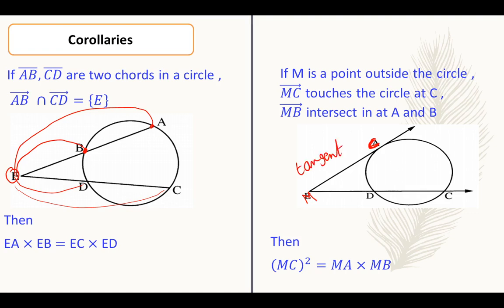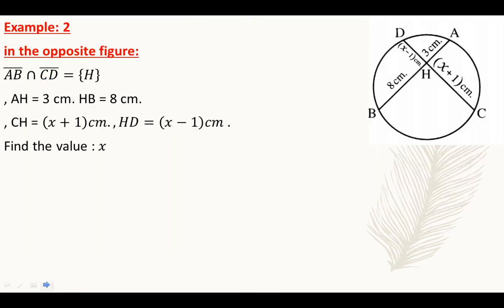MB intersects the circle at the two points A and B. And in this rule, the tangent squared, MC squared, equals the distance from the point M to the point of intersection of the chord, multiplied by the distance from M to the end of the chord. Here AB is a chord. So the tangent squared, MC squared, equals MA multiplied by MB. Okay? Let's go to another slide and start solving examples.